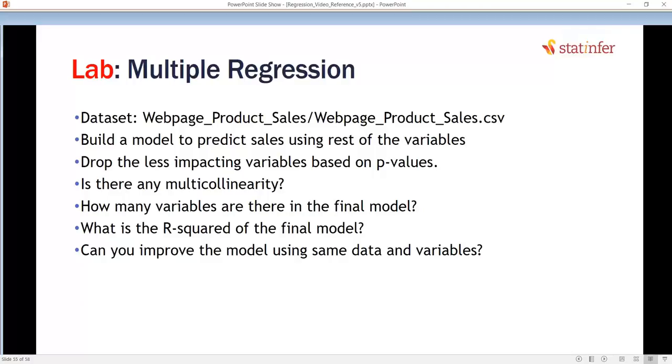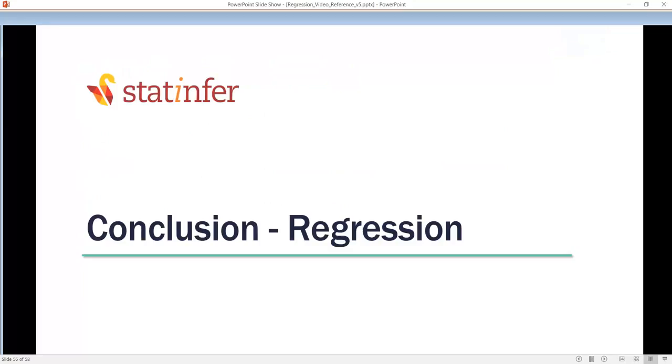Please do practice all the labs. Then after doing all those labs, you come back here, and you will be doing the entire one specific business problem, that is web product sales. Understand the problem, understand the variables, then solve it. Conclusion.